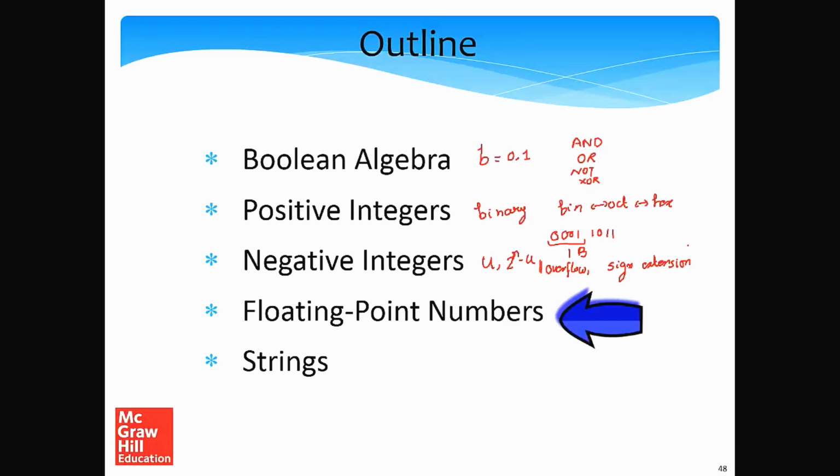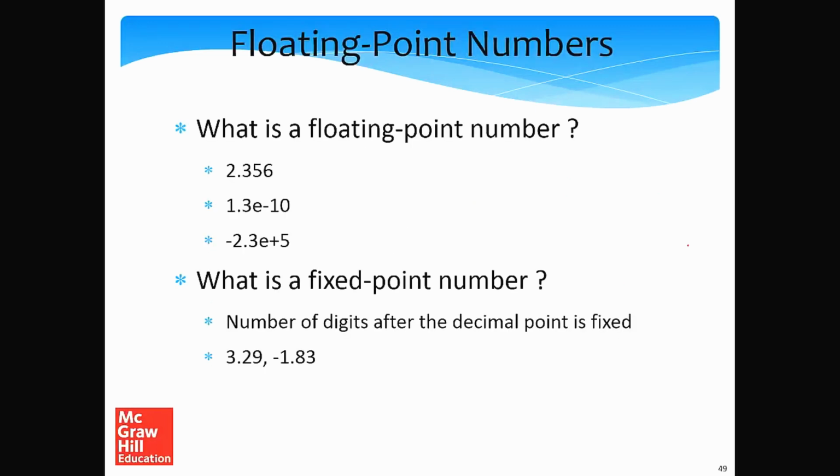Now let's discuss floating point numbers, which are numbers with a decimal point. So what is a floating point number? It is any number with a decimal point inside it, like 2.356 or 1.3 times 10 to the power minus 10. Now the moment we say that a number is a floating point number, we need to answer the question, what is a fixed point number?